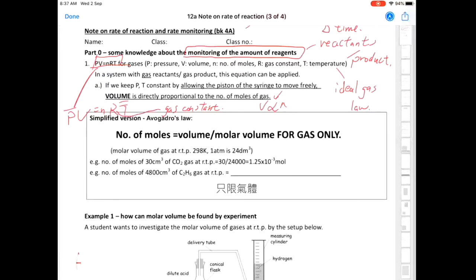Oh, and after you simplify this ideal gas law into this simple version, that the volume of a gas is directly proportional to the number of moles of it, it is another law. We call it Avogadro's law.